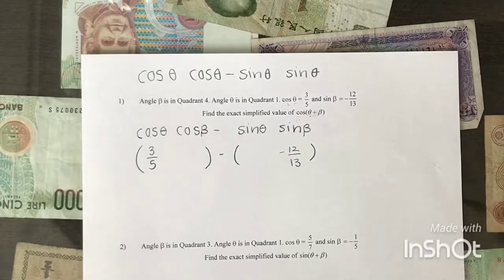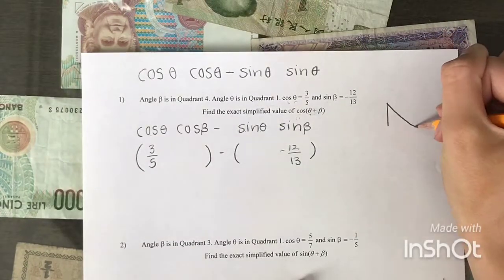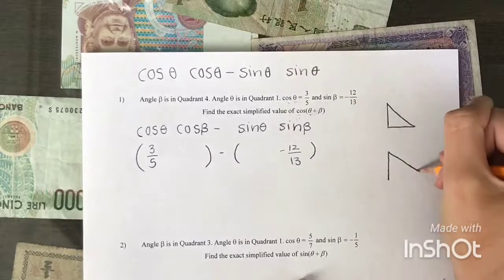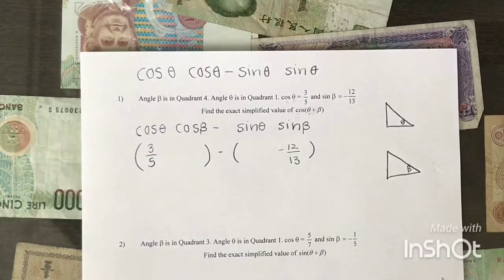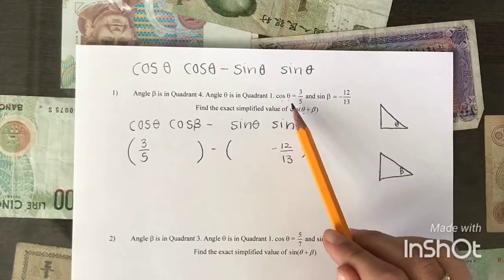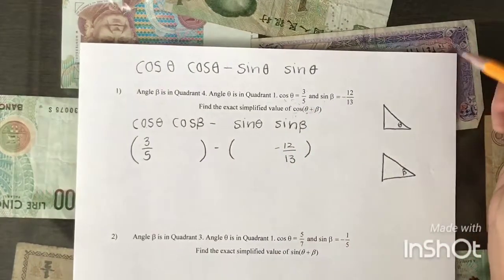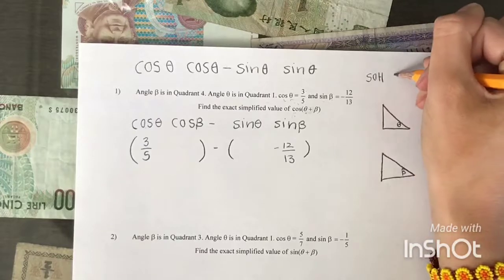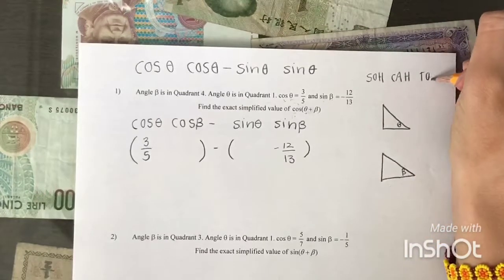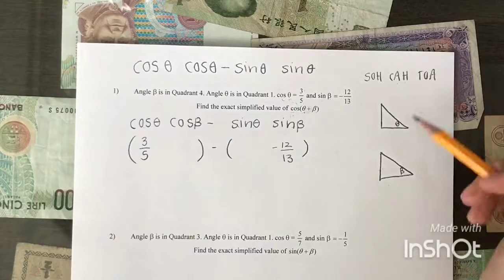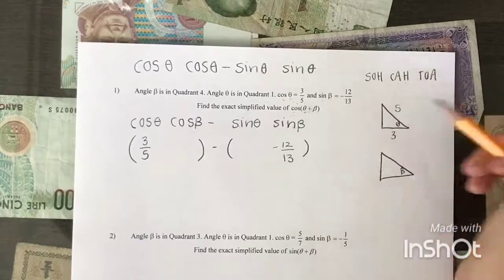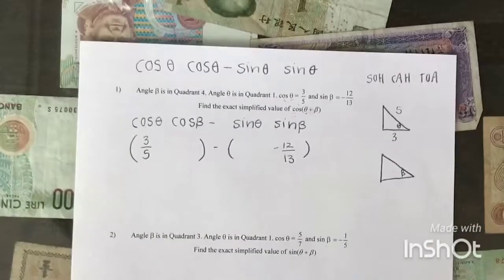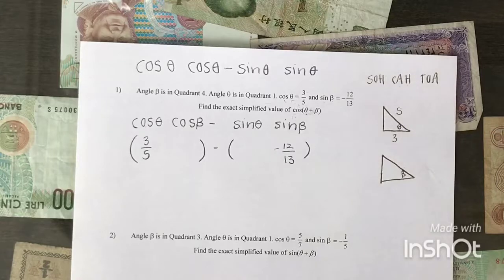To find the unknown values, we must draw a triangle and put theta and beta in the corner of each. The next step is to fill in what we know. We know cosine of theta is 3/5. Cosine in SOHCAHTOA is adjacent over hypotenuse. So we know that the adjacent value is 3 and the hypotenuse value is 5. Now we have to find the missing side of the triangle.